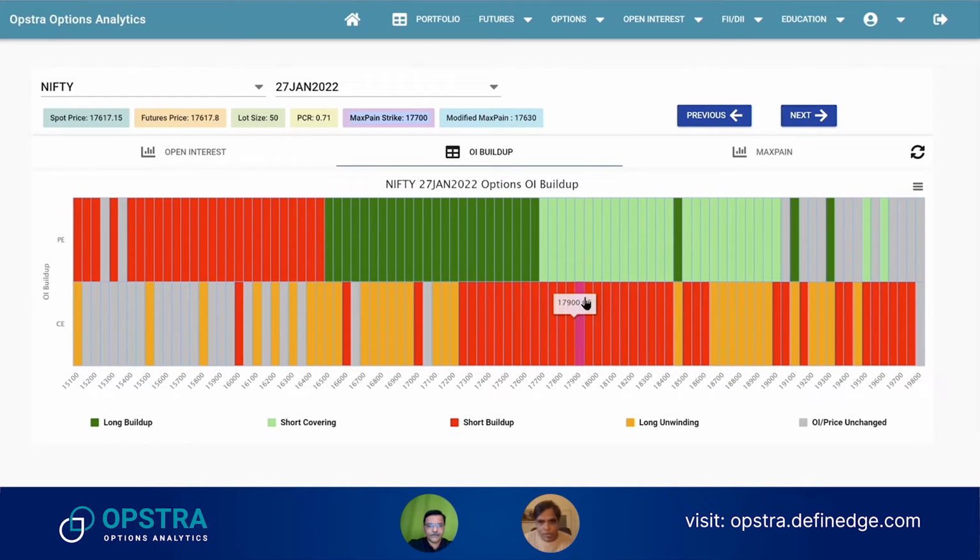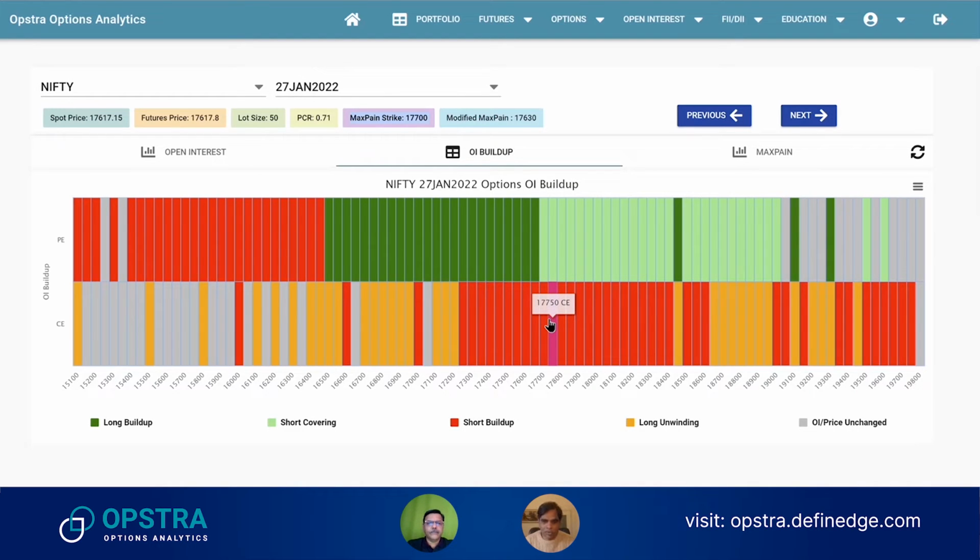Just by looking at this, you can see the status of that particular index or stock from the options perspective. Unless you see some green here, in the sense that there is some short covering or some long buildups, it is indicating that the market is going to stay bearish till that happens. Unless those green shoots are seen here in the call option part, the market has not reversed.